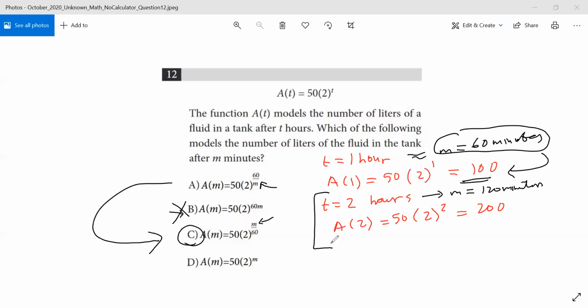So when I try with the hour, and I convert hours to minutes, then I should get the same thing when I plug it into M. So in this case, you see the only choice that will satisfy both examples that I picked here is going to be C.